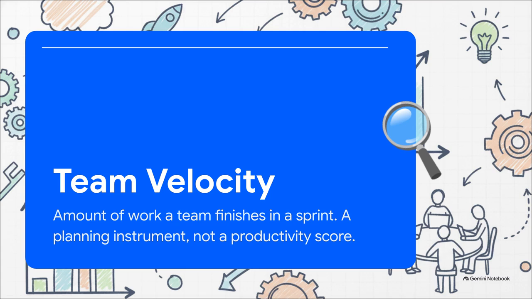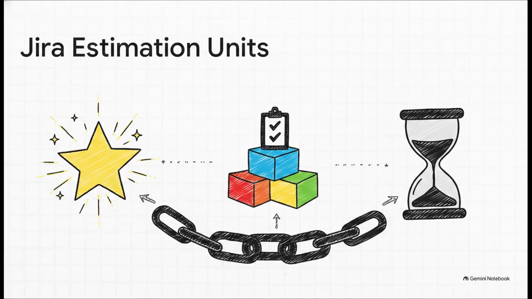This is where so many teams go off the rails. They use it as a grade to judge performance, or even worse, they try to compare velocity between different teams. The second you use velocity to judge people, estimates instantly inflate and the number becomes completely meaningless. It's really just a planning anchor to predict your team's future capacity based on what they've actually done in the past.